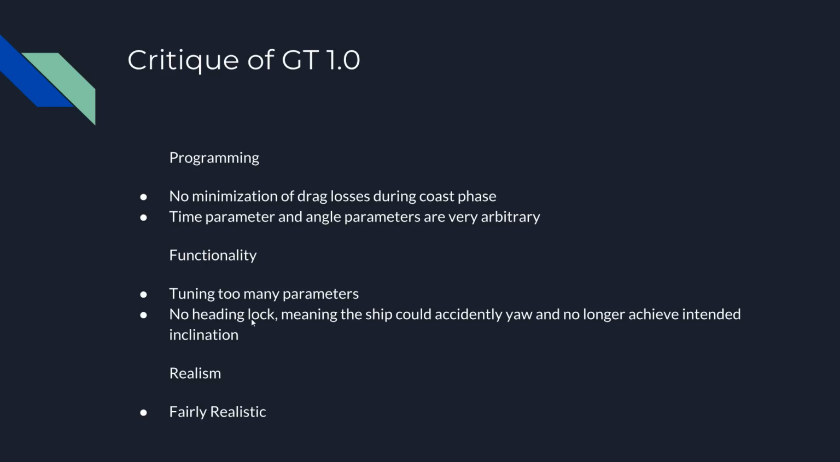Once it just follows surface prograde. If this was a real ship and you had some crosswinds happening and your velocity vector turned, you're no longer following, you're not going to hit your intended inclination. For us, it's just 0 inclination because this is a very basic script for now.